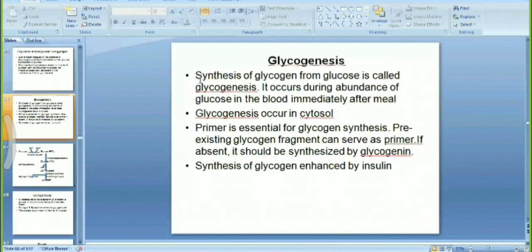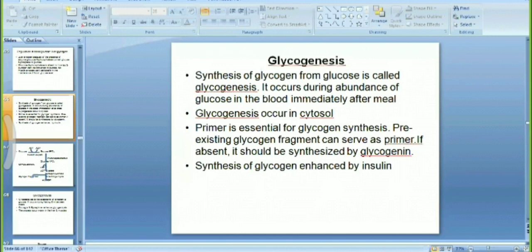Synthesis of glycogen from glucose is called glycogenesis. Glycogenesis is the synthesis of glycogen from glucose. Is it clear?